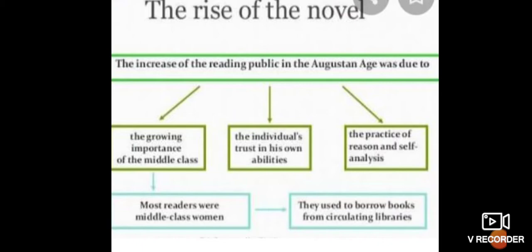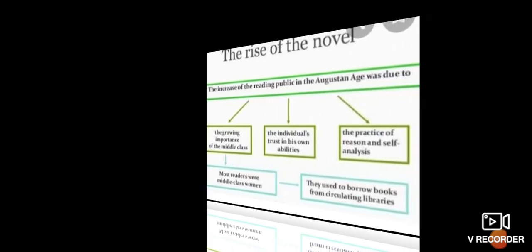With the growing importance of the middle class family, most readers were middle class women. The readers were especially middle class women. They used to borrow books from circulating libraries. As they were middle class families, economic conditions were improving, but still they used to borrow books from the circulating library at that time. Okay, I hope you understood the rise of the novel, which happened during European colonialism.